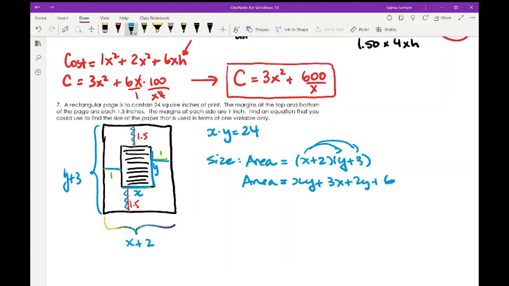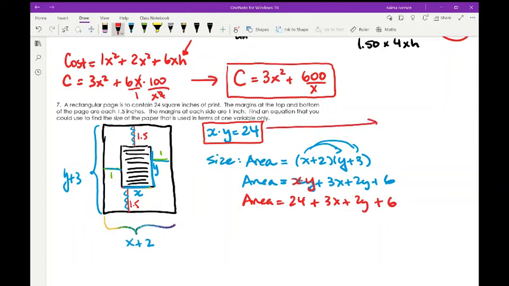And now I have to get it in terms of one variable. So remember, we're given this thing right here. x times y is 24. So right away, right here where I see x times y, I can replace that with 24. So now I've got area is equal to 24 plus 3x plus 2y plus 6. And now I just have to get rid of either x or y. So I'm going to take this first equation and divide both sides by x, and I'm going to get y equals 24 over x. And so now my area looks like this.